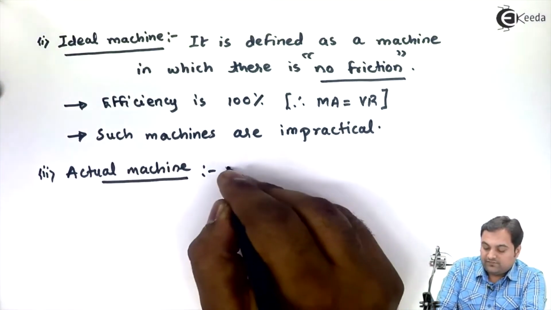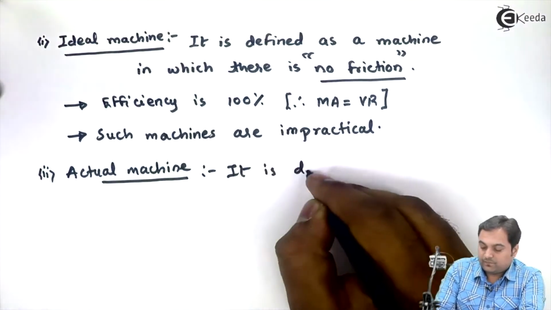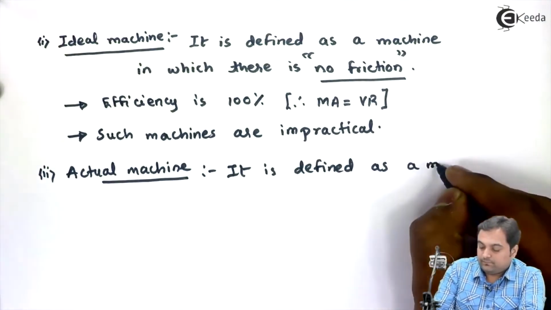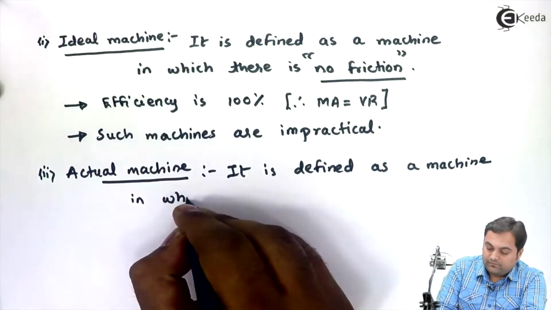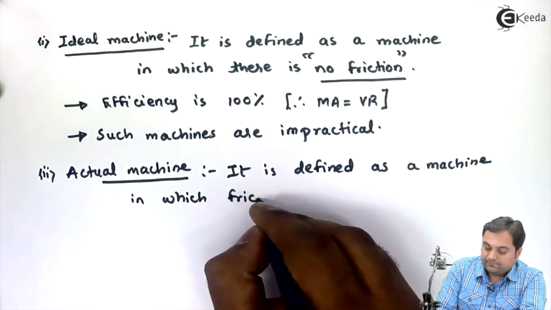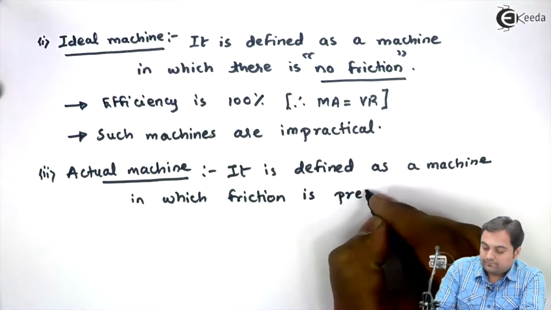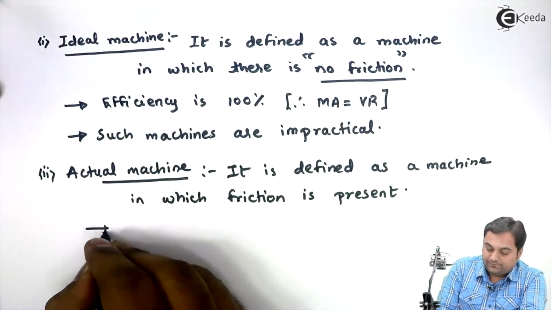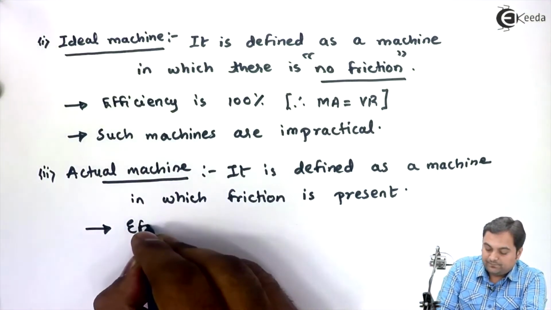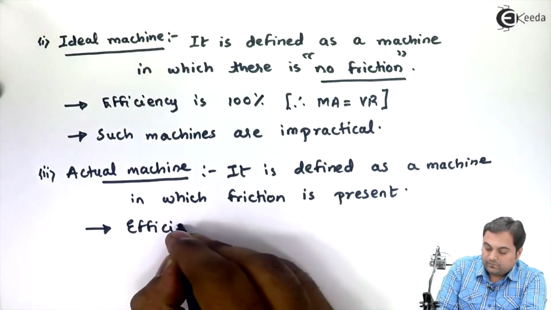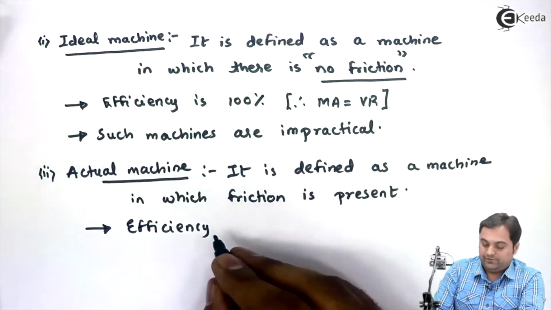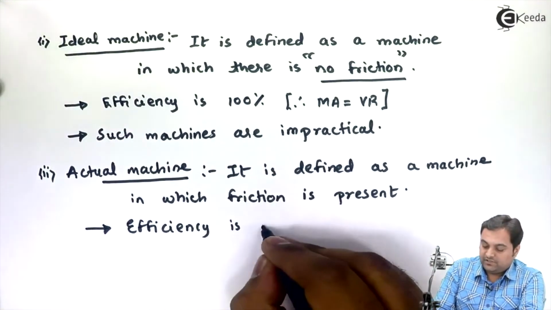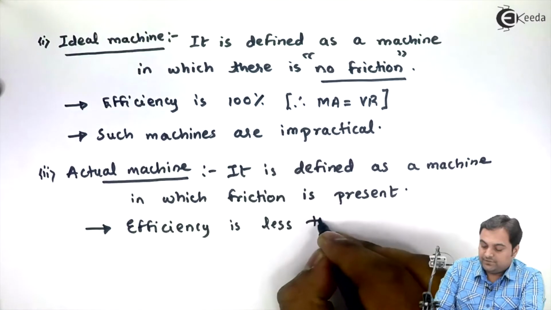It is defined as a machine in which friction is present, then efficiency of actual machines, they are not 100%. So efficiency is less than 100%.